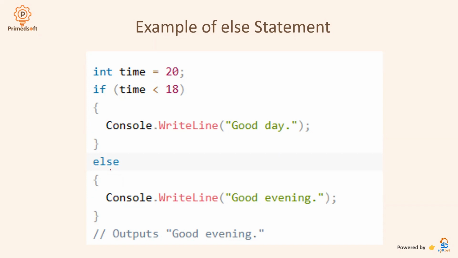It will come to the else and print good evening. What this block of code says is that it has already stated that time is 20. Then this conditional statement is saying if time is less than 18, console.WriteLine good day, else print out the other one. So anytime that the time is not less than 18, it will print what? Good evening. Does that make sense?